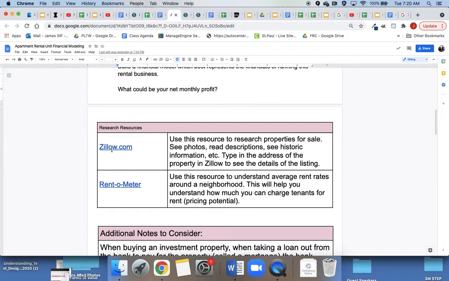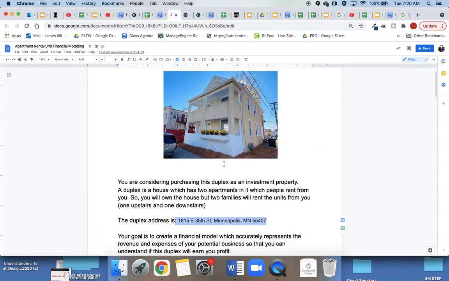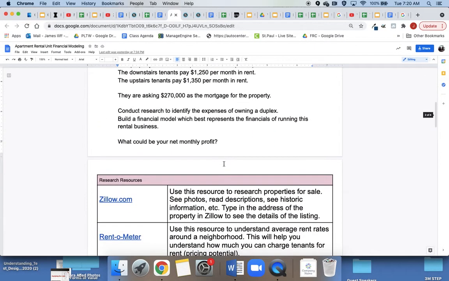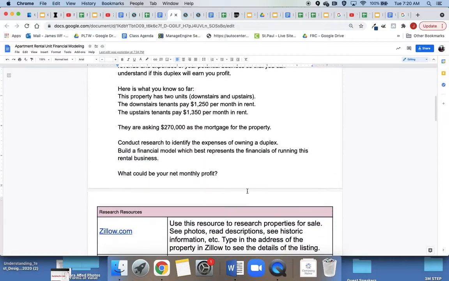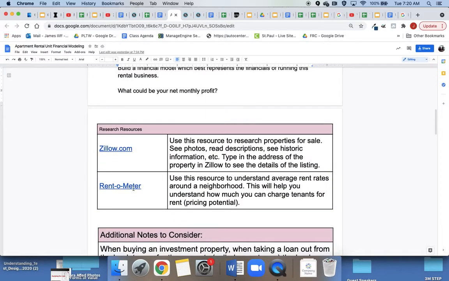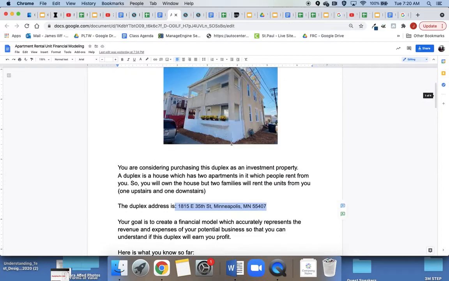Zillow is going to tell you all about this property. It's really fun. It's an awesome website. You're going to be able to see pictures inside of it. You're going to see the selling history. It's really brilliant. And then Rental Meter is going to tell you how much you can expect rent to be.